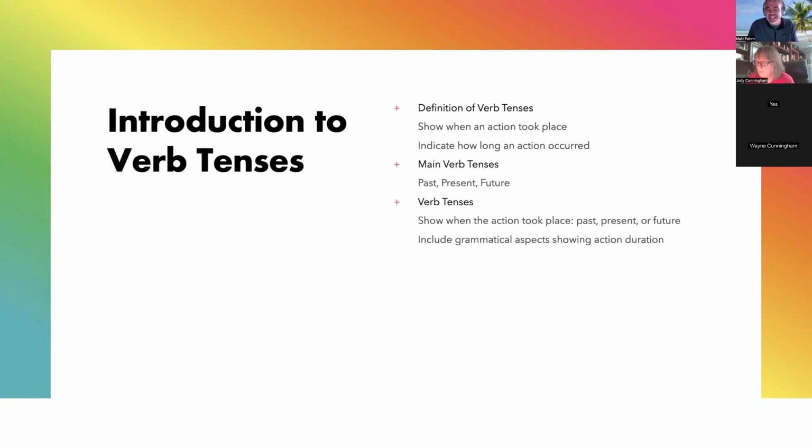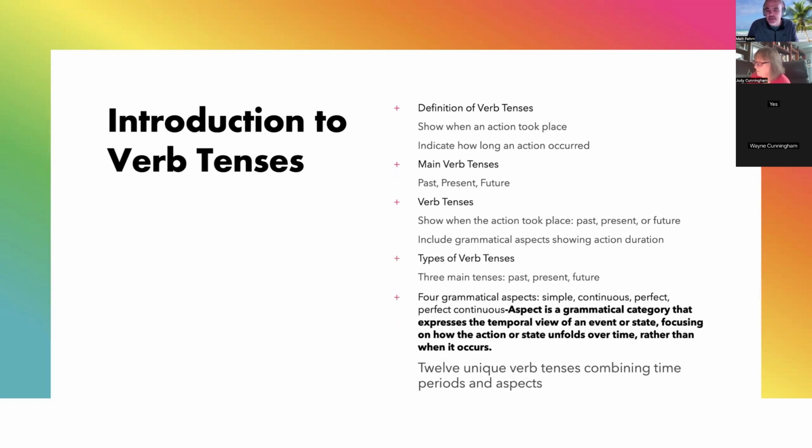Now, again, where it's going to get tricky is that we're going to add grammatical aspect here. We'll cover it now and we'll also cover it later. So again, we have the three main tenses, past, present, and future, and then we add this grammatical aspect of simple, continuous, perfect, and perfect continuous.